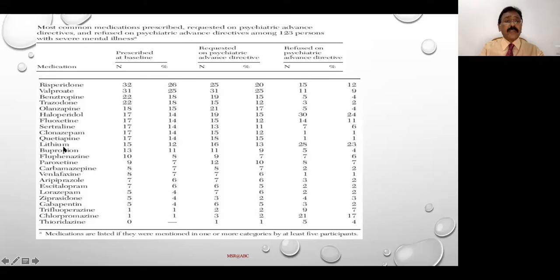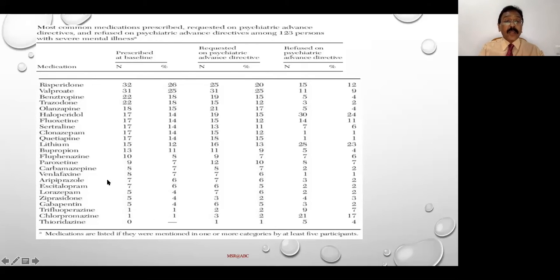23% of the patients said that I don't want lithium. Next time I become sick, I don't want to take lithium. I don't want to take haloperidol. Don't give me fluoxetine. Surprisingly, and again, chlorpromazine, 17%. They said, I don't want chlorpromazine because it produces sedation.